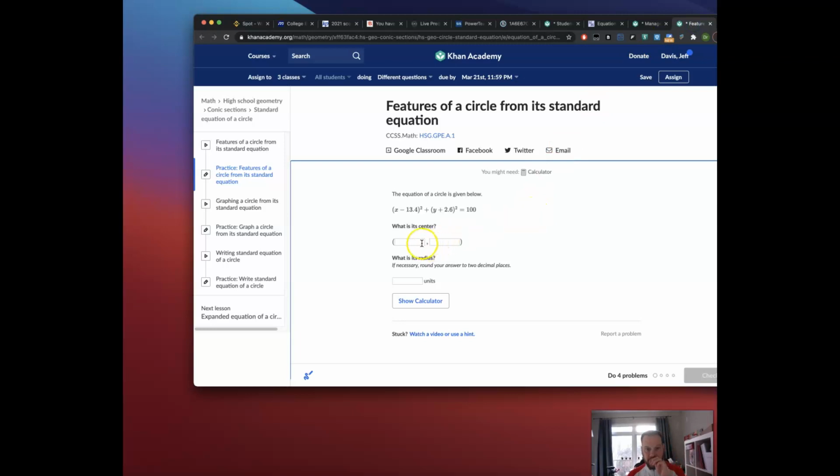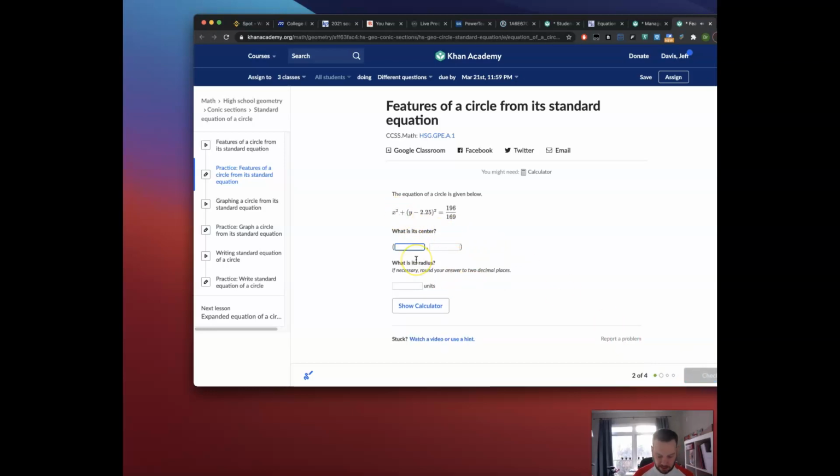And they're doing kind of the same thing here. The number that's being subtracted is the x value of the center. And if you're subtracting a positive, then that must have been a negative. So these two signs are opposite of what's in there. And then the square root of this number over here is the radius.